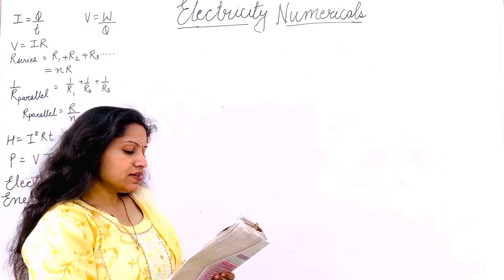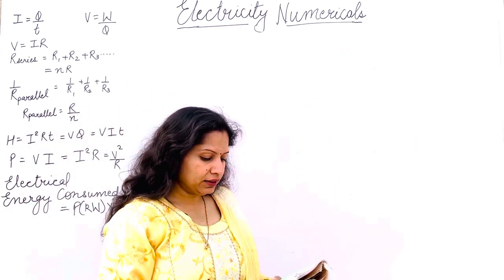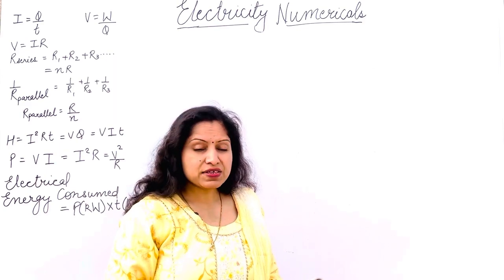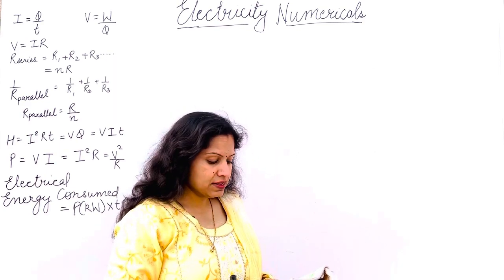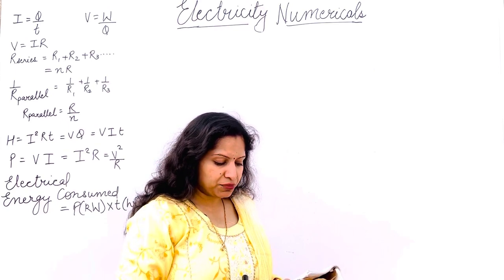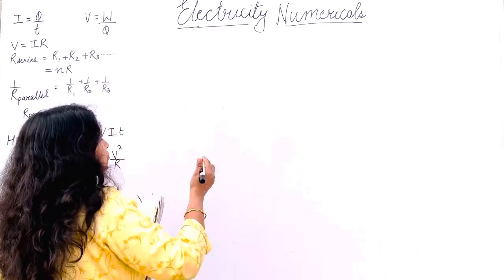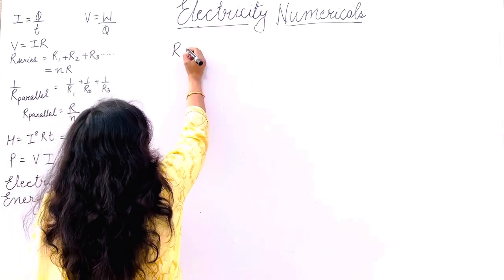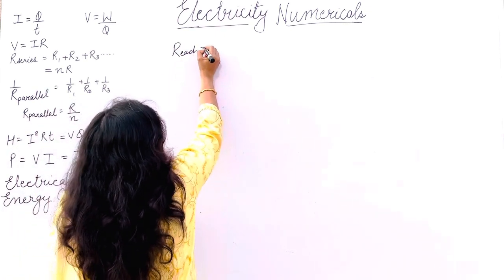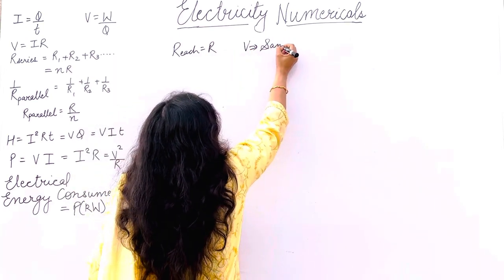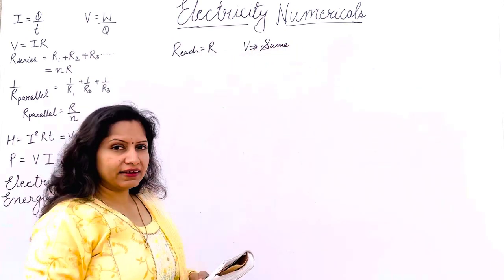Two conducting wires of the same material, equal length, and equal diameter are first connected in series and then in parallel to the same potential difference. What is the ratio of the heat produced in series and parallel combination? Okay, so we have two resistors, and the resistance of each wire is the same and the potential difference is also the same. First, they are connected in series.